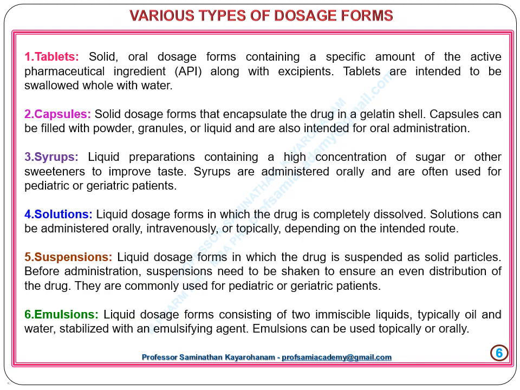of the drug. Various types of dosage forms: tablets, solid, oral dosage forms containing a specific amount of the active pharmaceutical ingredient, API, along with excipients. Tablets are intended to be swallowed whole with water. Capsules, solid dosage forms that encapsulate the drug in a gelatin shell. Capsules can be filled with powder, granules, or liquid and are also intended for oral administration.